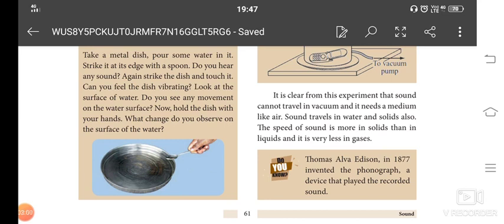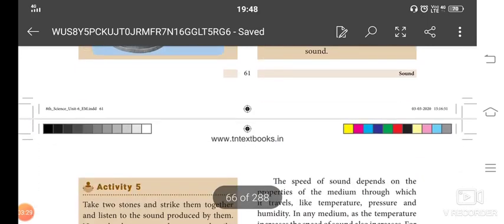So in our atmosphere, we have gases, so gas is acting as a medium. Thomas Alva Edison in the year 1877 invented a phonograph, a device that played the recorded sound. Now we all have a mobile phone. In that mobile phone itself, we have a recording option. But in the year 1877, so far it is 150 years ago, he discovered a phonograph, an instrument to record a sound.